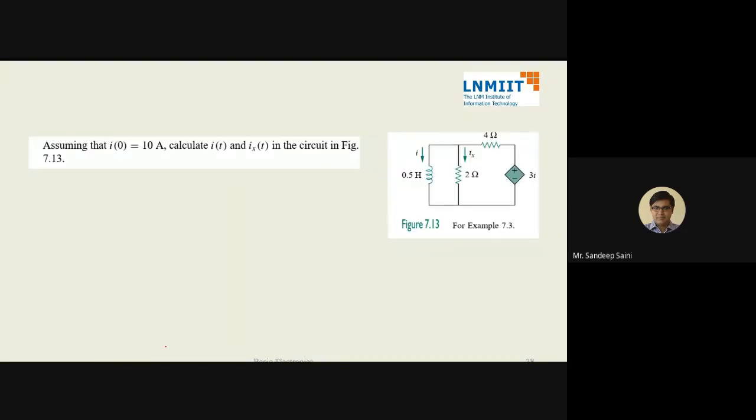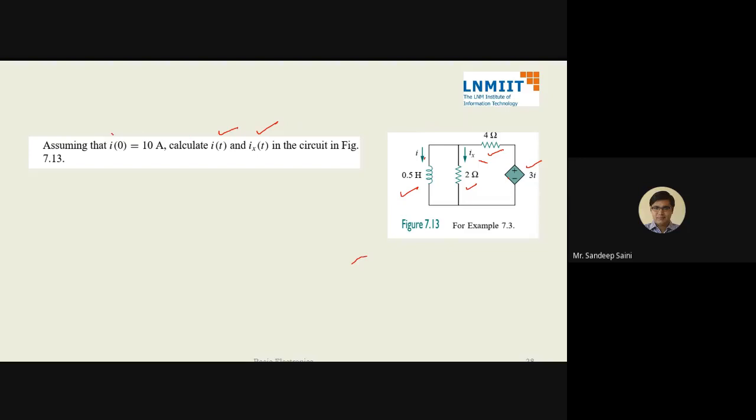Okay, so we have a question here. Now we are complicating the thing slightly. We have one inductor, we have one resistor, we have another resistor, and we have a voltage source which is 3 times I, and we are asking to calculate I of t and Ix of t.